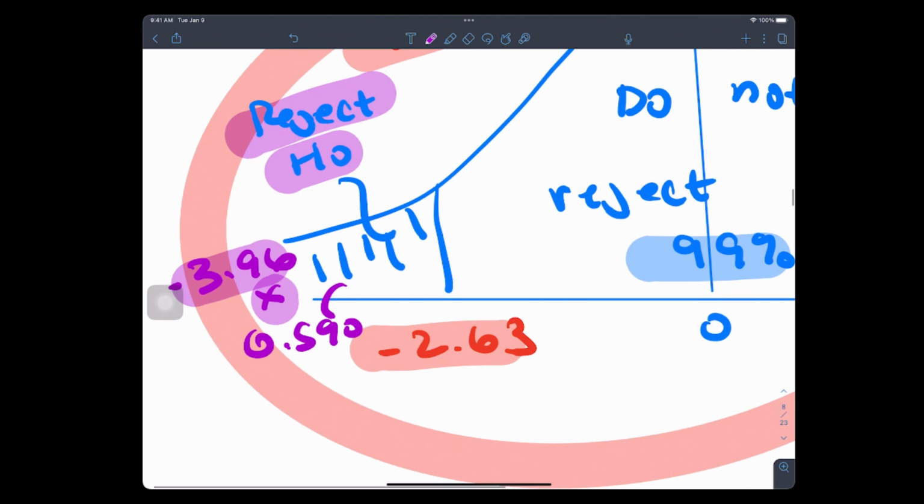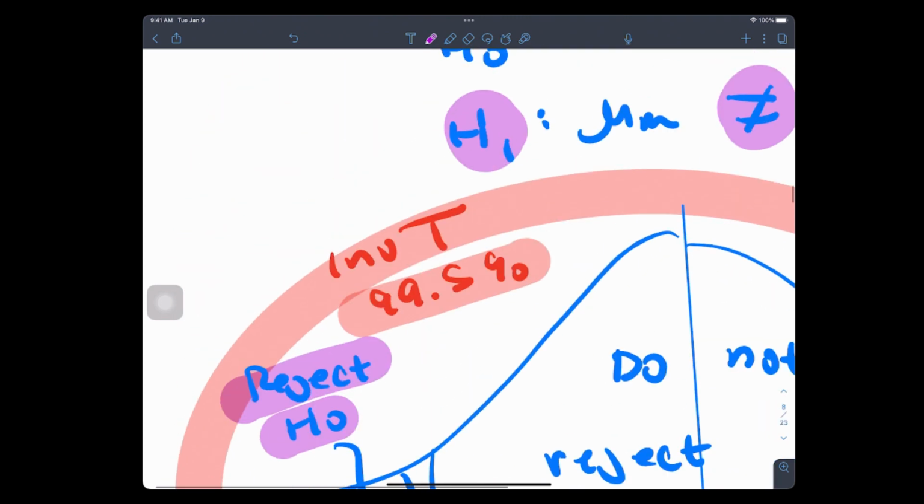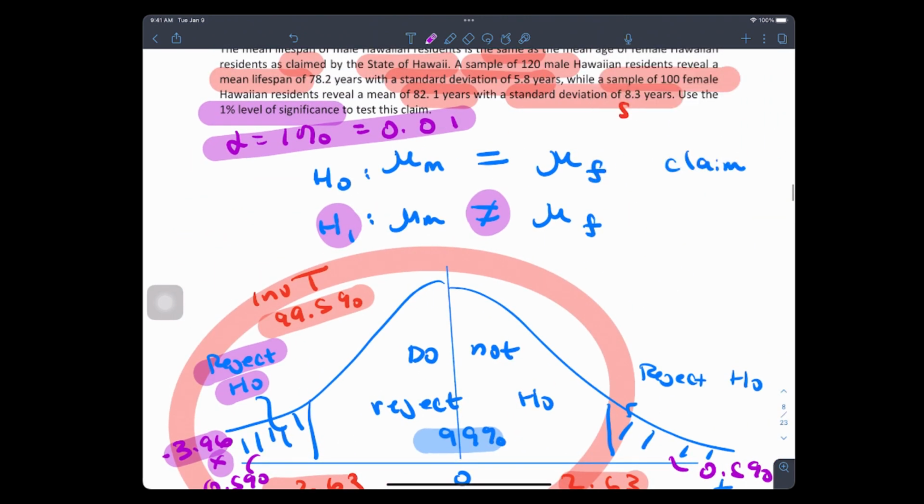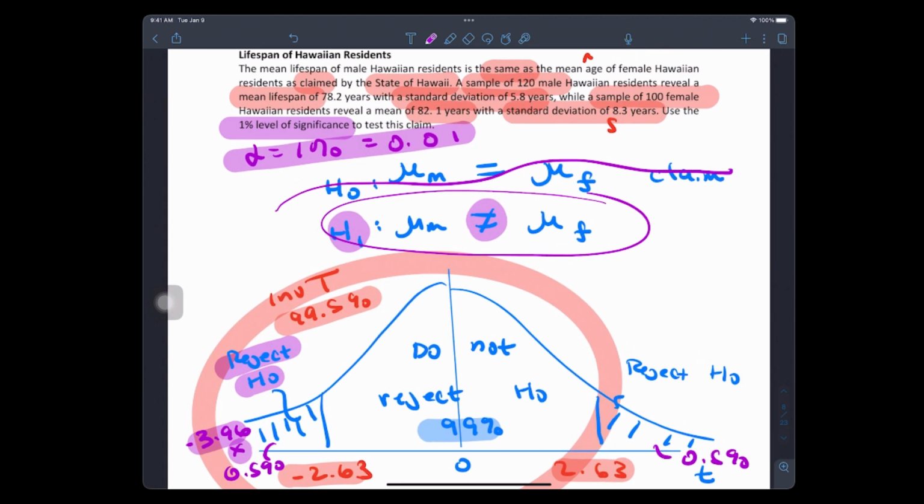What's the conclusion? Good. So if you reject the null, you're accepting the alternate. What does that mean about the claim? The sample does not support the claim.